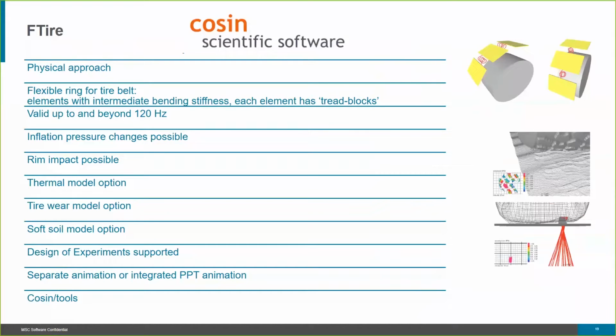And one of the good things that COSIN has is its own post-processing, so you can visualize the tire model. But Adams' post-processing tool also has support for post-processing with FTire as well. So you can do the post-processing animation within FTire in Adams' post-processor.